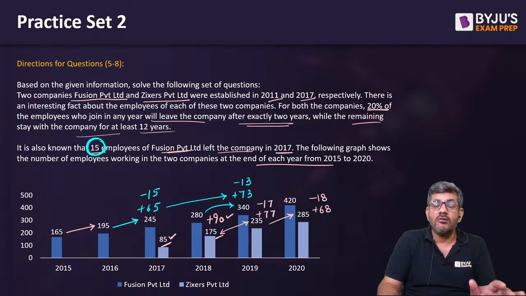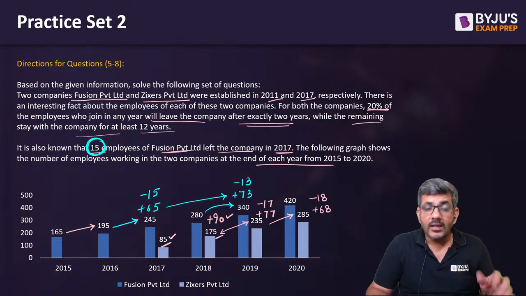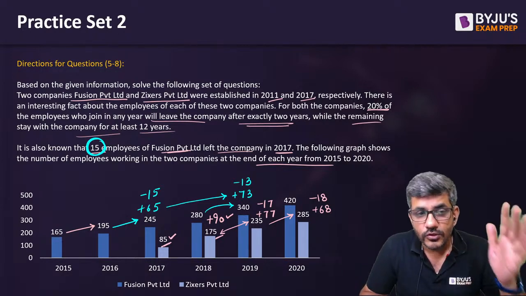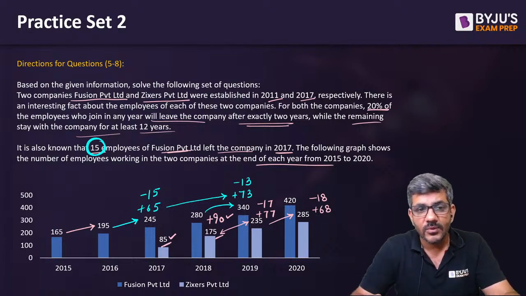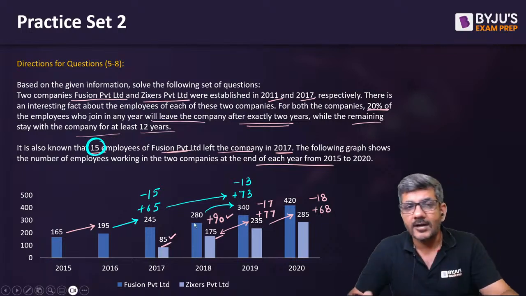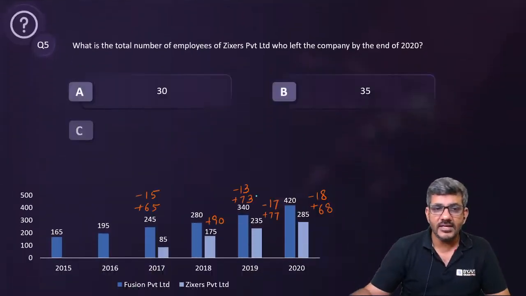I got to know now how many people left from a particular company in a particular year and how many of them were new joinees as well. So I've written this data already on the upcoming slides as well. If you have understood, we can start doing the questions straight away. Let's start with the first question. So I've written these values here.